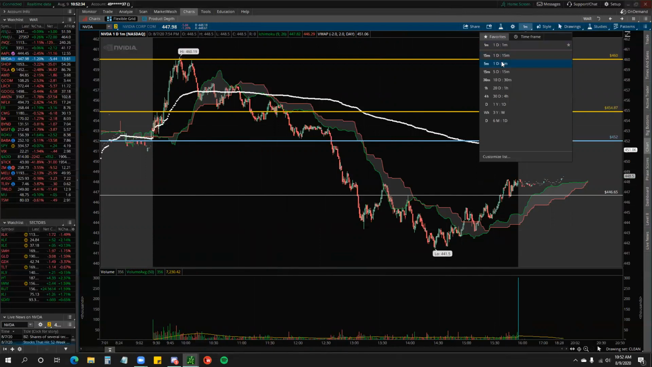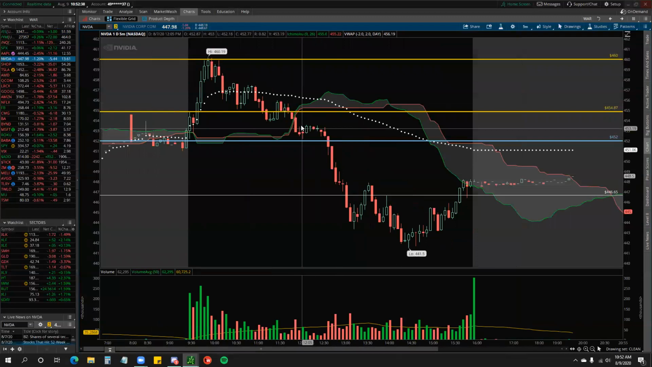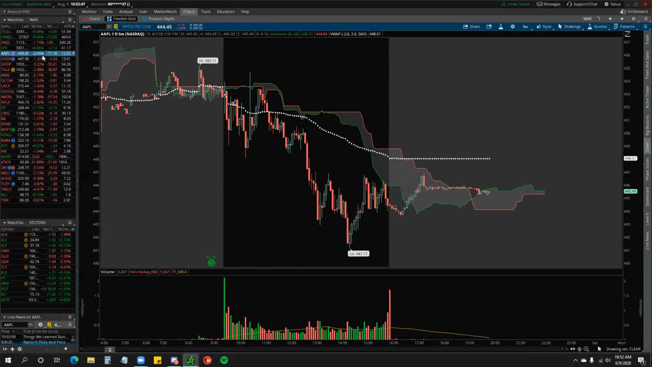Another cloud I really like is the 5 minute. You can see, guys, it's a little bit of a bigger picture. As soon as we broke below that sucker, we had zero drawdown, and then we just died. So again, we open above it, we hold it, we push. Let's look for some other examples here.